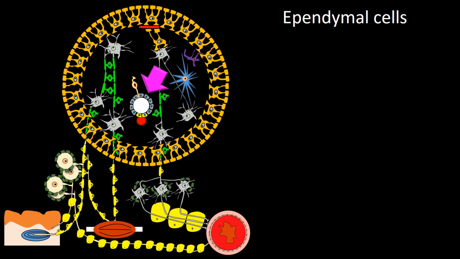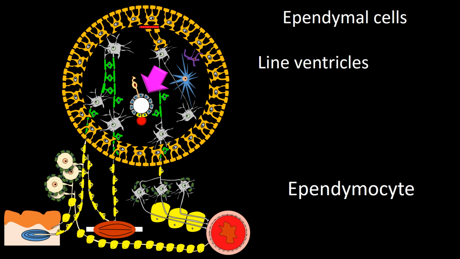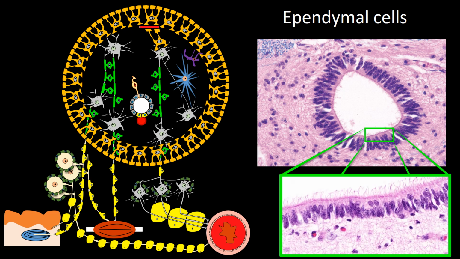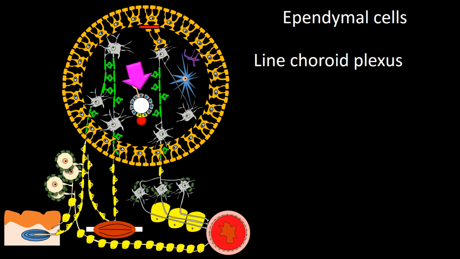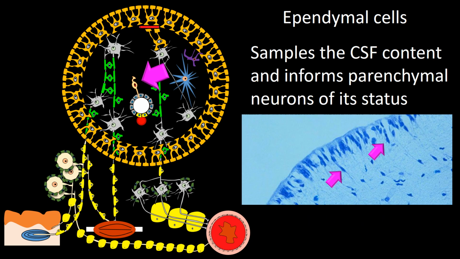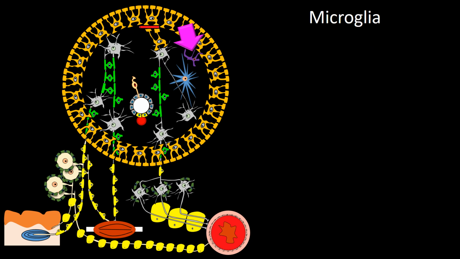Next, we will talk about ependymal cells. They line the ventricles. They are called ependymocytes. In this frame, you can see them forming a fence around these structures. Notice in this enlarged section the little hairs swimming in the CSF. Ependymal cells line the choroid plexus and secrete CSF. This type of ependymal cell is called choroid plexus epithelial cells. The third type of ependymal cell samples the CSF content and informs the parenchymal neurons of its status. They are called tanycytes. Next, I will tell you a few words about microglia.